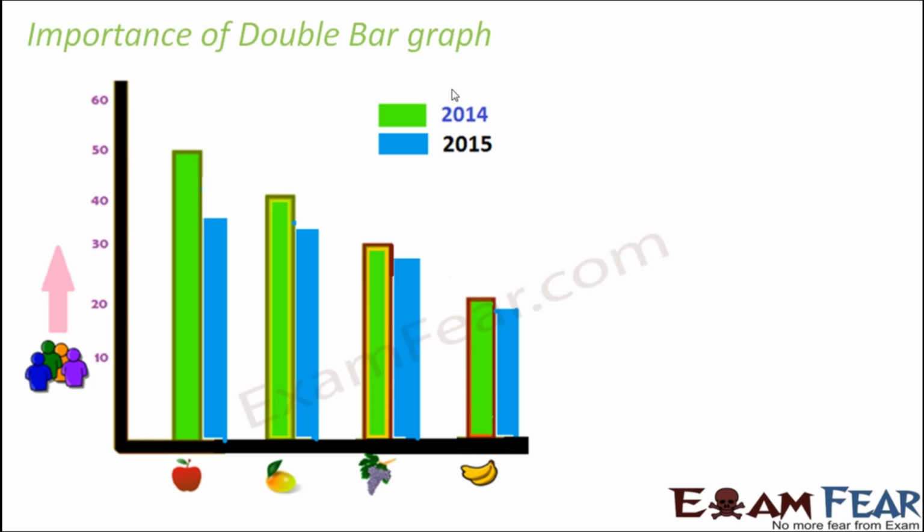So this helped us to analyze that the liking for each fruit has decreased in 1 year, and the maximum decrease has happened in case of apple, because when you look at the decrease in case of apple, this much decrease is there, whereas the decrease is lesser in mango. The decrease is even very small in case of grapes. It is also quite small in case of banana, but in case of apple, the decrease is maximum. That means the liking for apple has reduced the most in 1 year. So all these kind of interpretations become easier with a double bar graph.